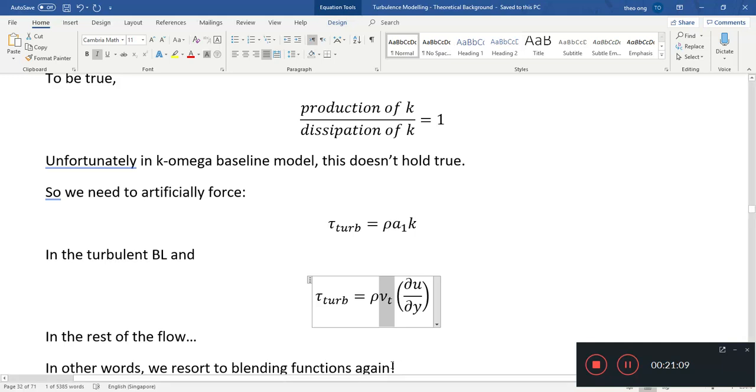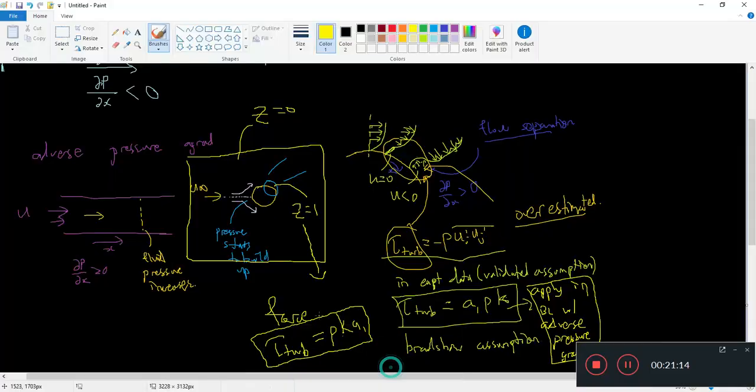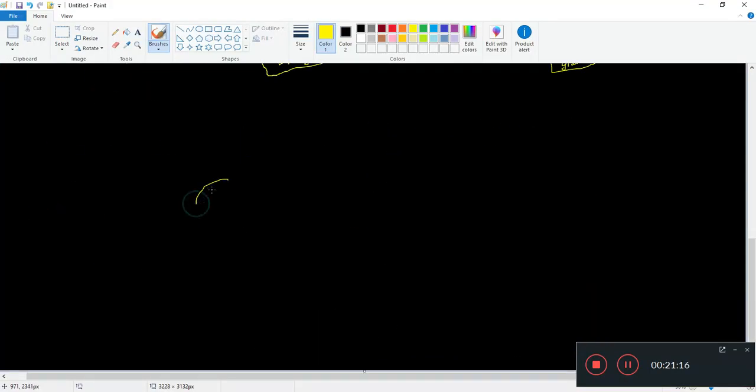So tau turbulent in the turbulent layer equals tau turbulent in the bulk layer.